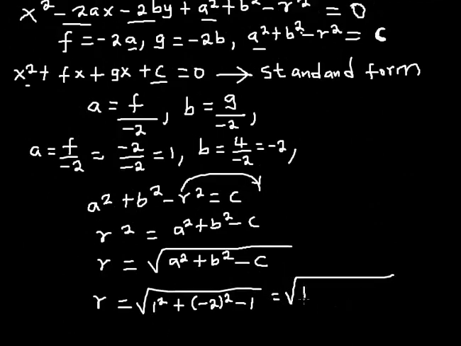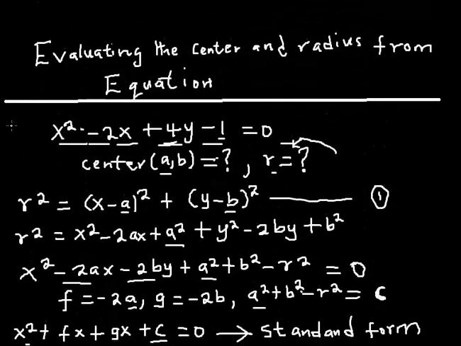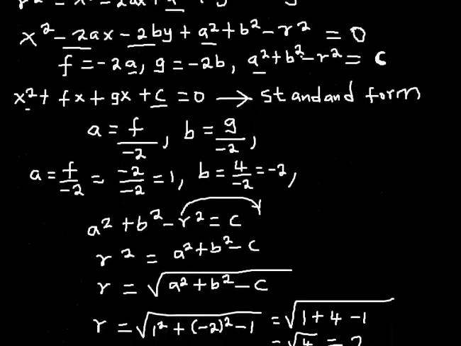So let's evaluate this. 1 squared is 1, plus minus 2 squared, please pardon me, is 4. Then of course minus minus 1. So you now have 1 plus 4 plus 1 under the square root. I have the square root of 4. If I do the square root of 4, I have 2. So that simply means that the radius of that particular circle whose equation is given as x squared minus 2x plus 4y minus 1 equal to 0 is 2.